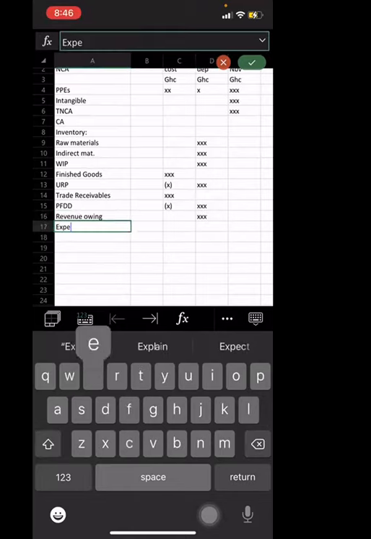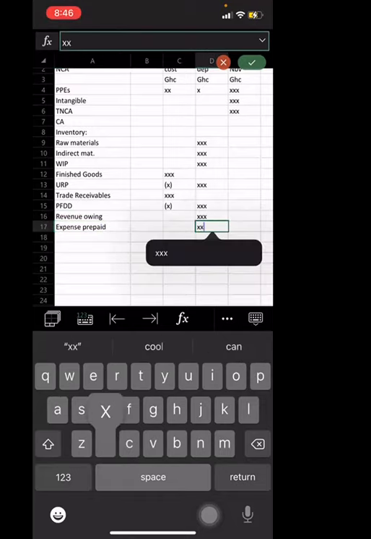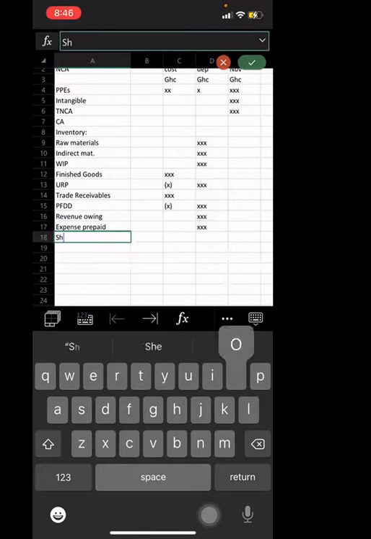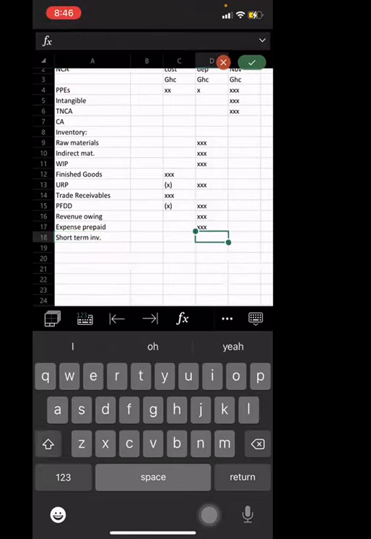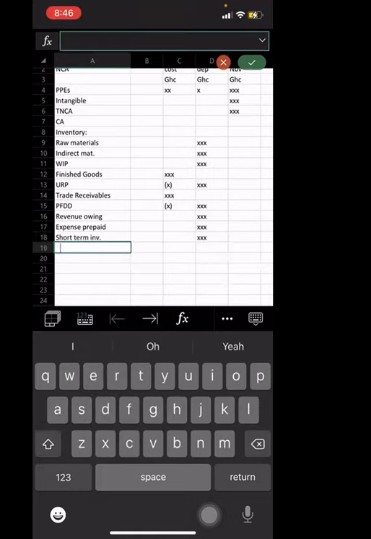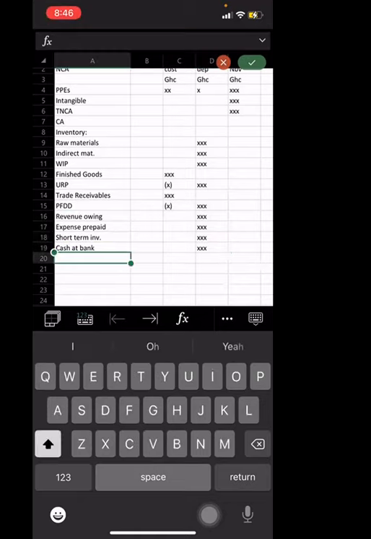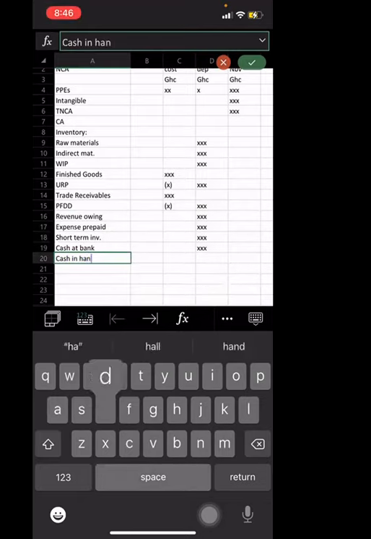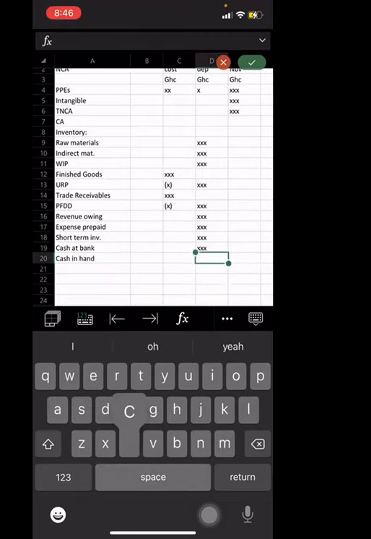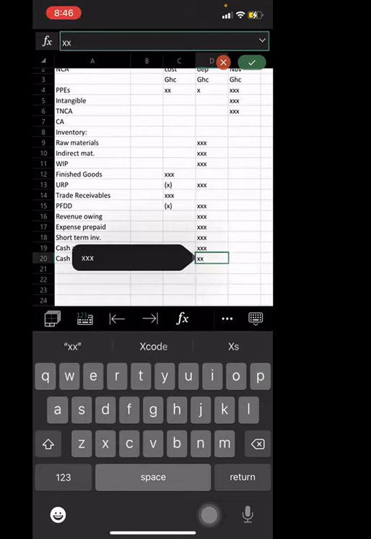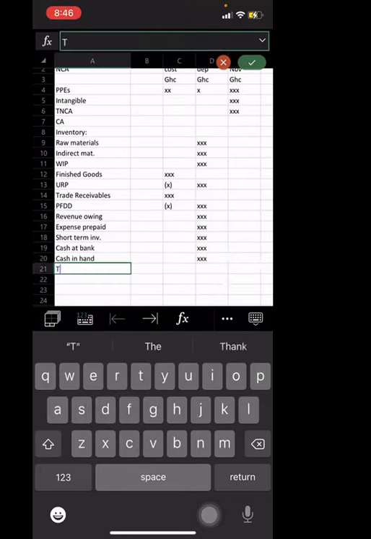We have expense prepaid figure here. We have short-term investment figure here. We have cash at bank, and we have the figure here. They have cash in hand. All right. So when you sum up all these, you would get total current assets, all right?